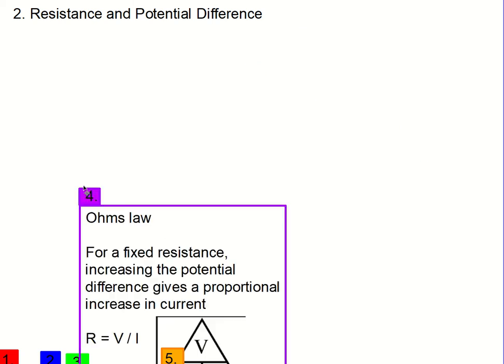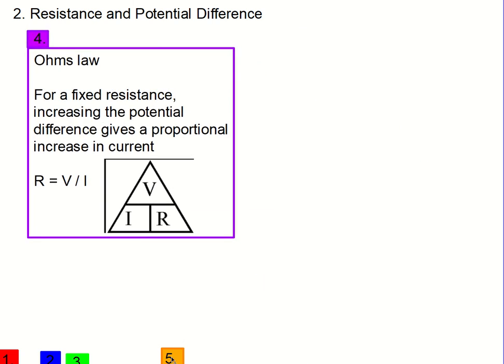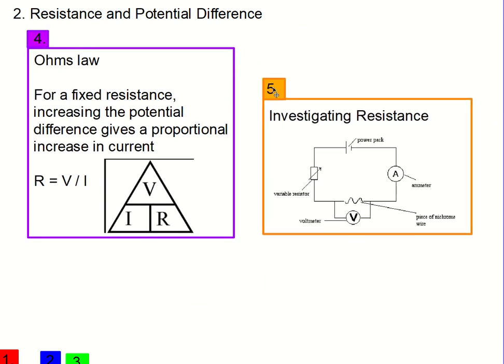So the last part of this video, I'm not going to go into a huge amount of detail, because later on when we're talking about the resistance of different components, we'll go through this. But this is how you would set up a circuit to investigate the resistance of an appliance or a component. We've got the power pack here. It could be a battery.